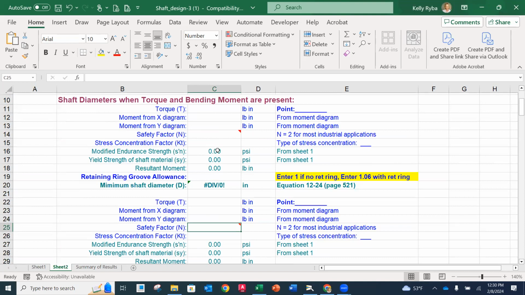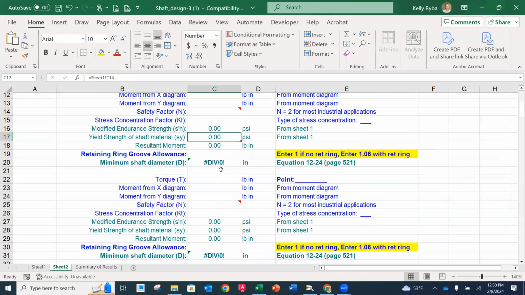So for instance, modified endurance strength, we actually do this on sheet 1. And if you look up on the top here, it's looking to the cell on sheet 1 for that value. So if you move things around here, or if you add some in, you're going to have to go and check and make sure that it's looking at the right cell for that information. Same thing with the yield strength of the material. Okay, that's also looking to sheet 1 in a certain place. Okay.